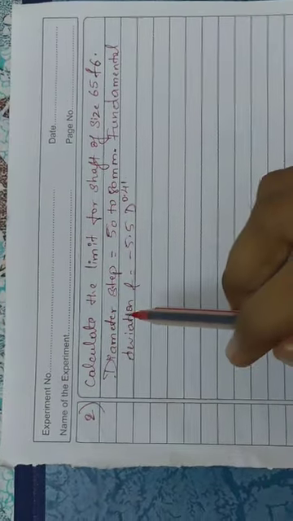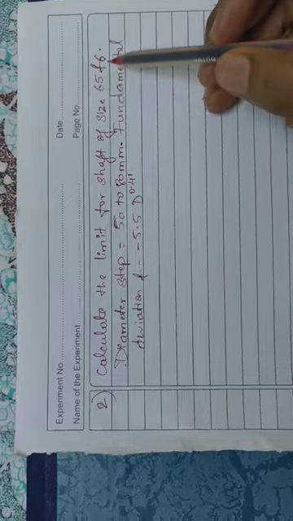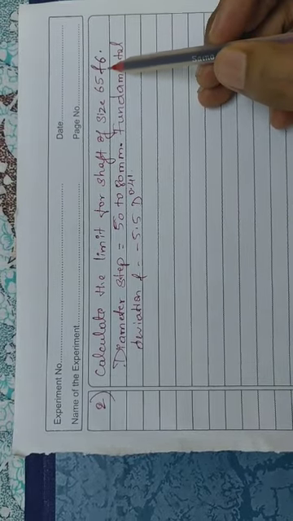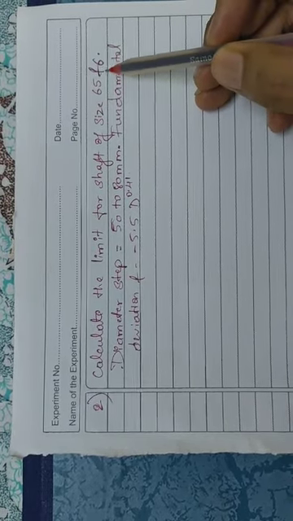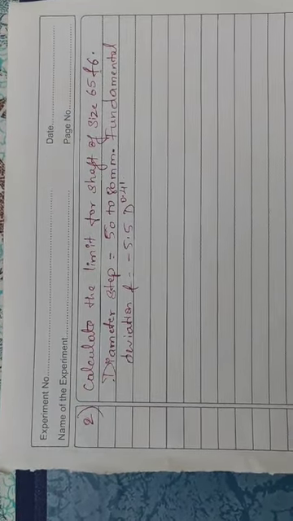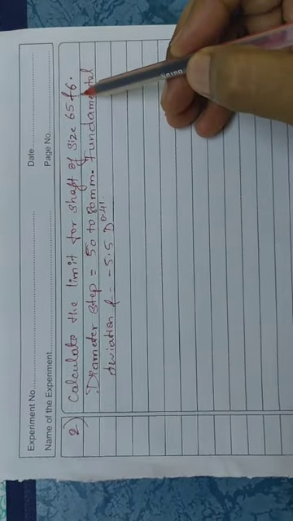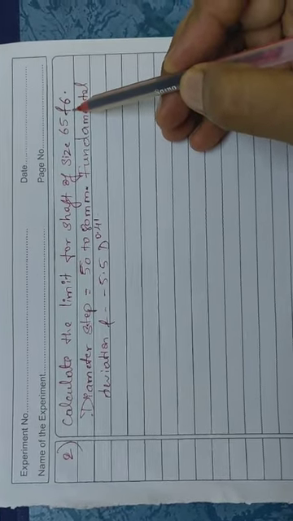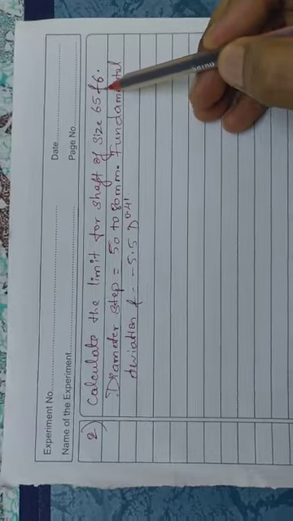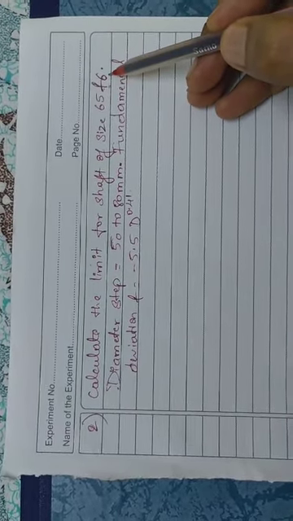Okay, this is problem number 2. To calculate the limit for a shaft of size 65 f6. What does 65 f6 represent? For a shaft, the representation should be in small letters, as we have discussed earlier. The position of the tolerance zone for the shaft is represented by the small letter f, and the 6 represents the tolerance size of the shaft.